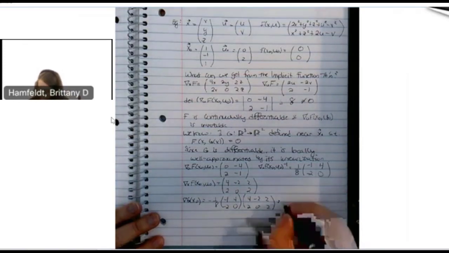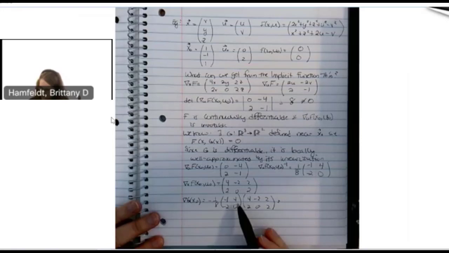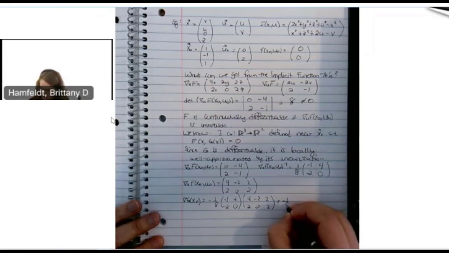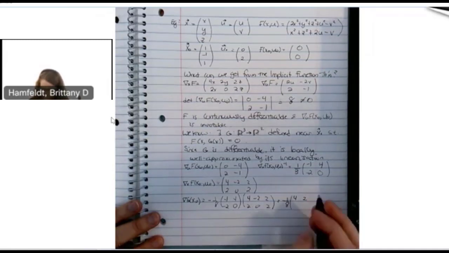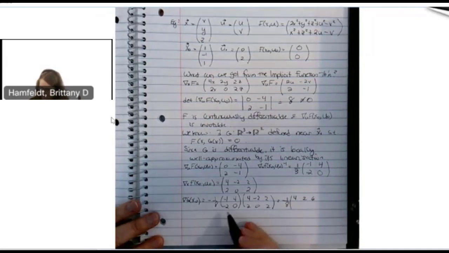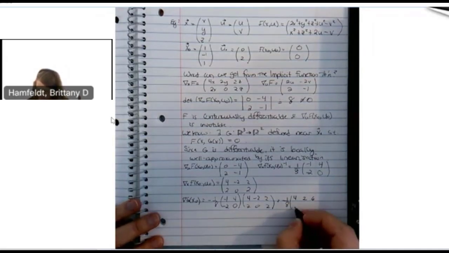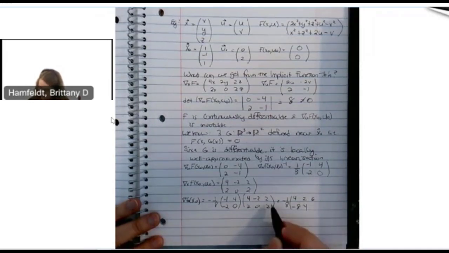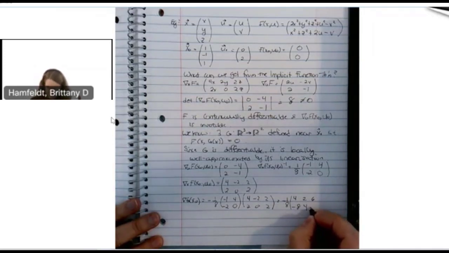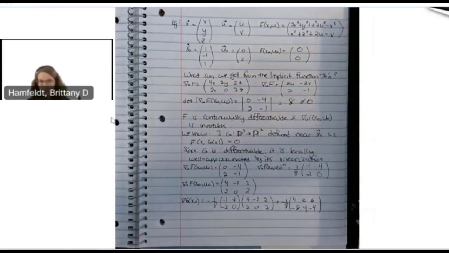Okay, so let's see. If we do this, what do we get? We get minus 4 plus 8 is 4 up here. We get 2 plus 0. We get minus 2 plus 8 is 6. All right, minus 8 plus 0. Minus 2 is 4. And minus 4. Okay, so we know the Jacobian of G at our reference point.